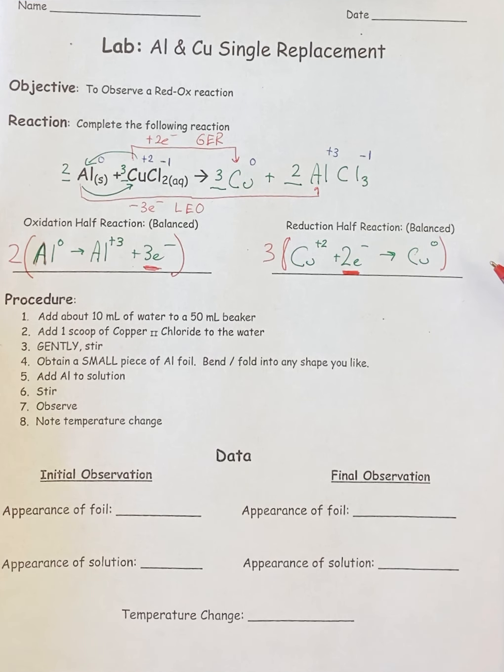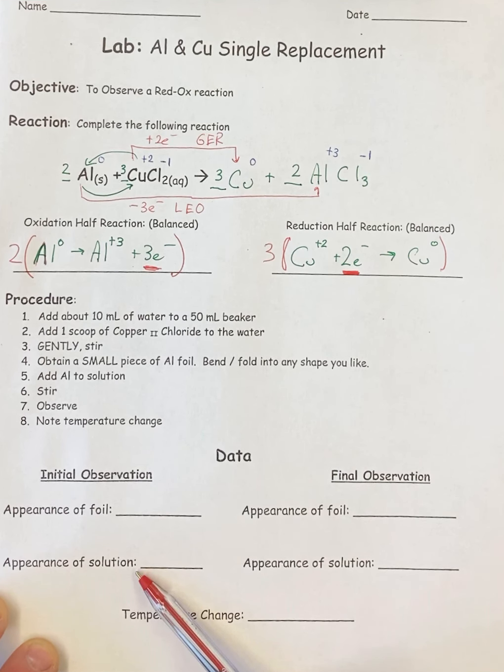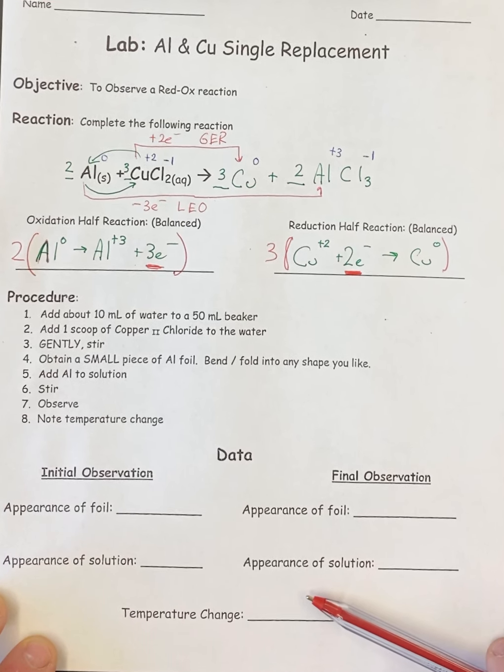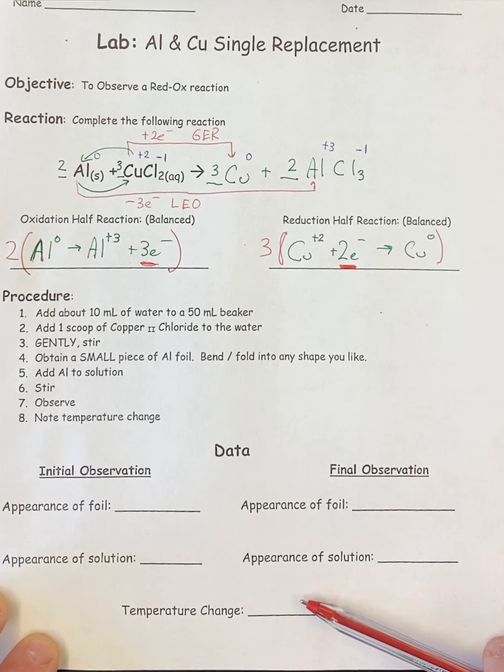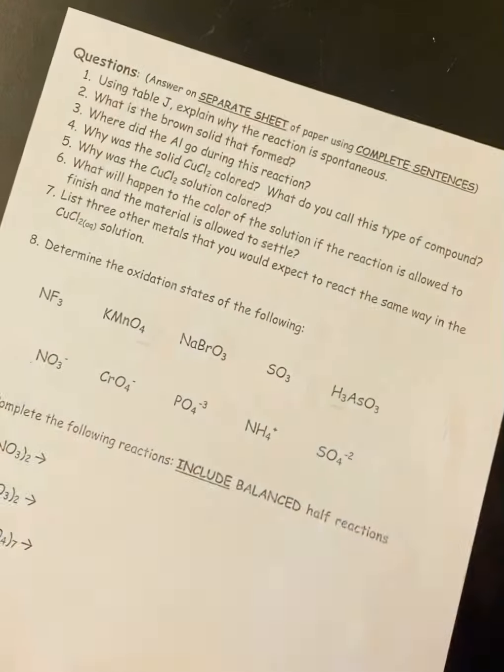So now, I'm not going to go into the procedure because I do that in the other video. I'll just mention for the initial observation, the appearance of foil, appearance of solution, and then the final observation. I included pictures of the products after I let them sit overnight so that you could get a better look, but you can also get it out of the video as well. You can see what's happening, and then the temperature change, obviously. I don't need to know the exact number. I just need to know, is it going up or down? So is it getting warmer or colder? That's really it.